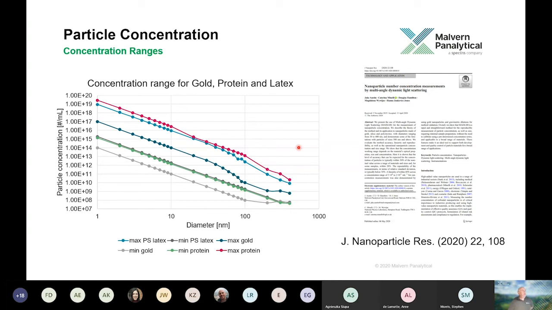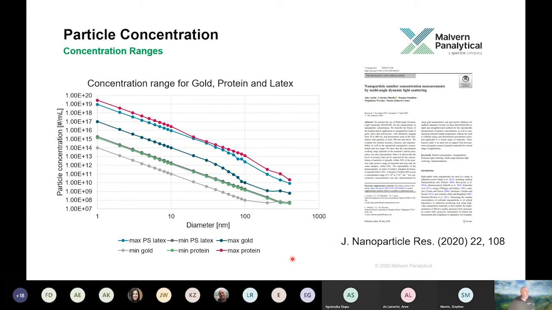This work was done in collaboration with the National Physical Laboratory, and it's really hot off the press, actually. This work has just been published in the Journal of Nanoparticle Research. There's the reference. If anybody would like a copy of that, please let me know.